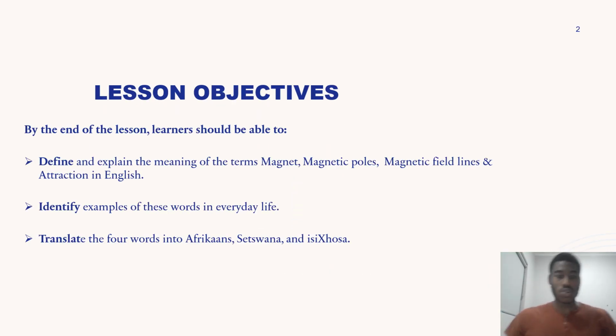Now the lesson objectives is that by the end of this lesson, you should be able to define and explain the meaning of the terms magnet, magnetic poles, magnetic field lines, and attraction in English. We are also going to identify the examples of these words in everyday life, and then after that, we are going to translate the four words into Afrikaans, Setswana, and isiXhosa, which is very interesting because I also don't understand a little bit of isiXhosa and Afrikaans, but I'm going to try.